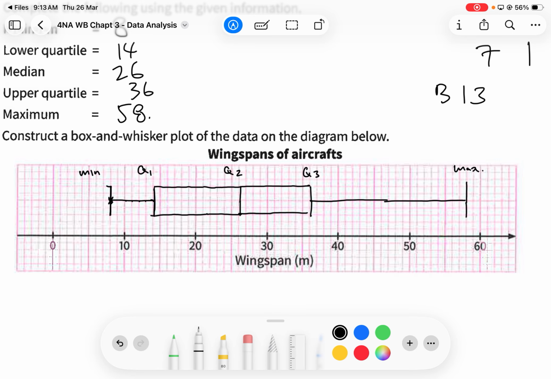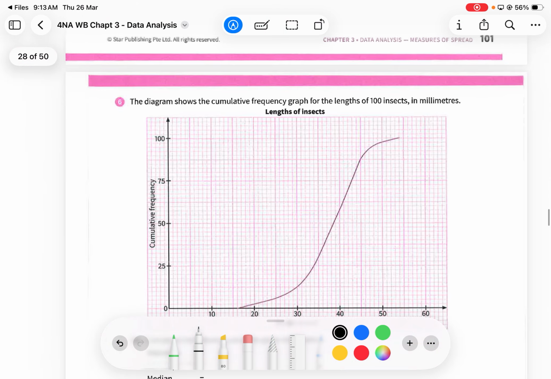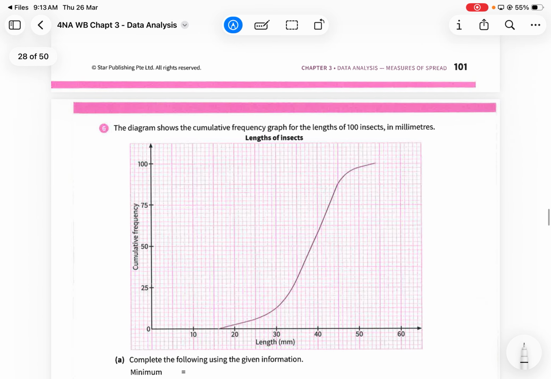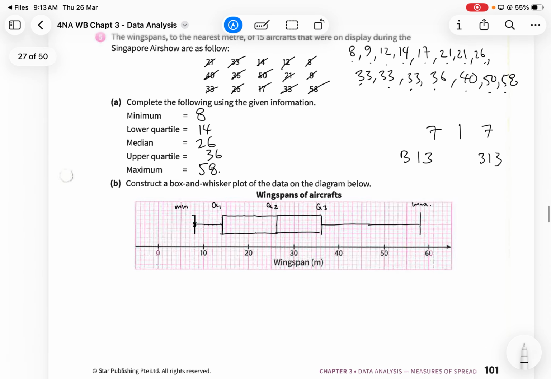If this comes out in the exam, this one is the easy points to score. Must be able to score this kind of points. How many marks? 4. The whole thing probably 4.